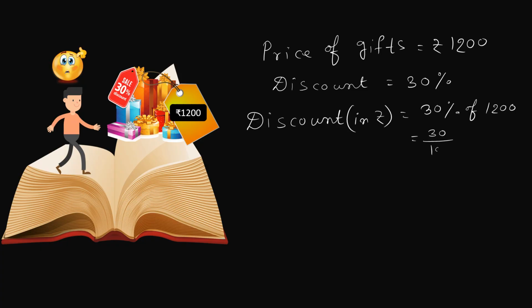Which is 30 by 100. Of means multiply, 1200. Let's cancel the zeros. 3 multiplied by 12 is 36 and there is one 0 left. So we'll put that down. 360 rupees. So the price of the object is 1200. Rohan gets a discount of 360, but that does not mean Rohan will pay 360. Then the shopkeeper will not leave him.